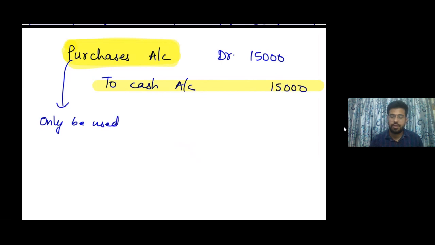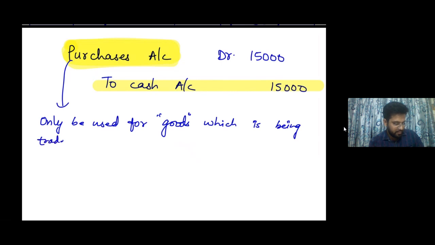for goods which are being traded or manufactured by the entity.